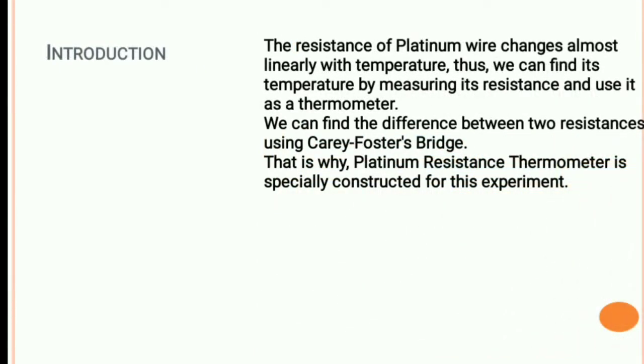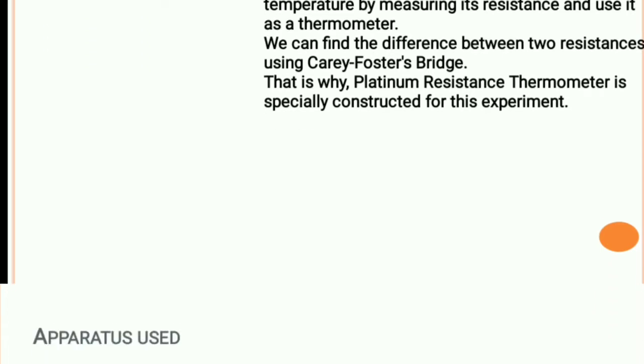So the introduction. The resistance of platinum wire changes almost linearly with temperature. Thus, we can find its temperature by measuring its resistance and use it as a thermometer. We can find the difference between resistances using a Carey-Foster bridge. That's why the platinum resistance thermometer is specially constructed for this experiment.